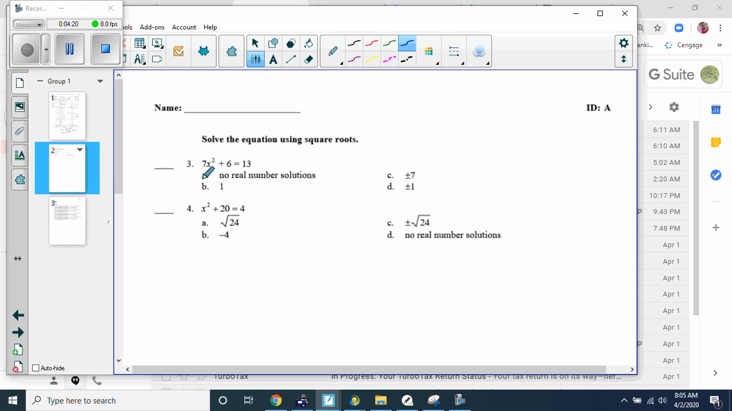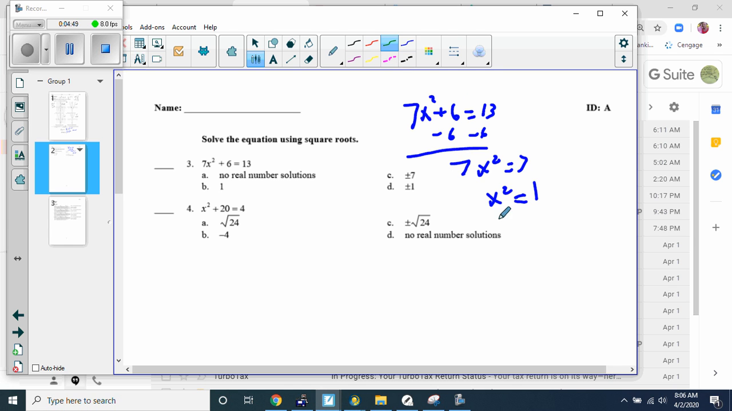Okay, the last two questions here are solve these, and we're going to do the same thing. We're going to take 7x squared plus 6 equals 13, and we're going to get x squared by itself, so get rid of the 6 first, and we get 7x squared equals 7. Divide both sides by 7, and you get x squared equals 1. Then when you take the square root of both sides, you get x equals negative 1 or positive 1. So that's what this means here. It could be plus or minus 1.